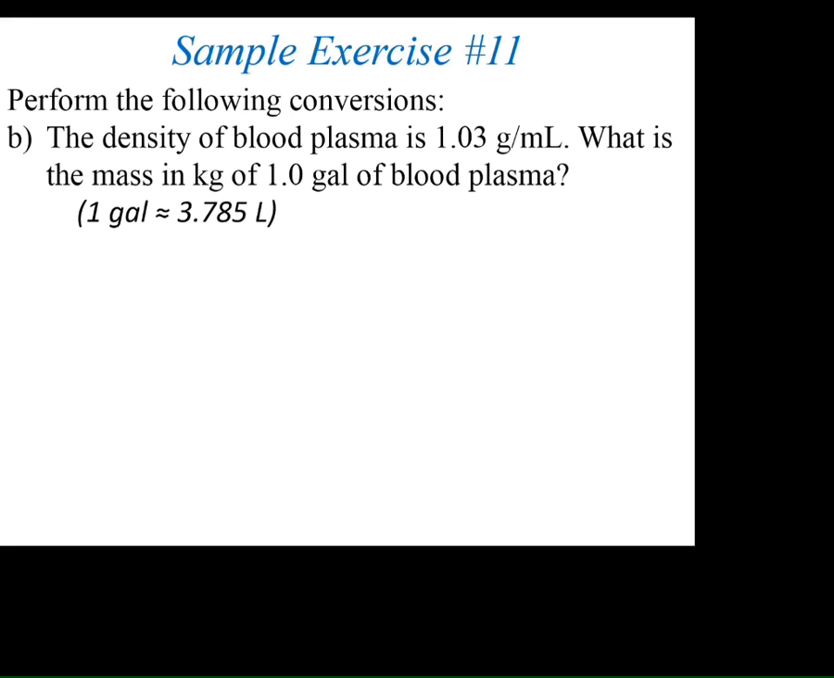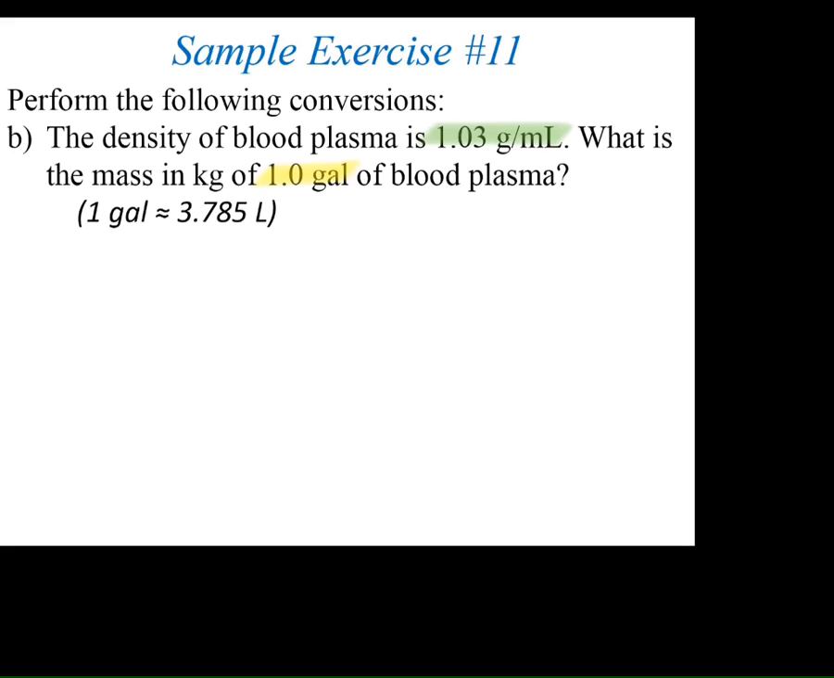The density of blood plasma, delicious, is 1.03 grams per milliliter. What is the mass in kilograms of 1.0 gallons of blood plasma? Awesome. So, I got a couple of things here. I've got this density, and then I have this gallon. Which of these am I starting with? So, the question is what?